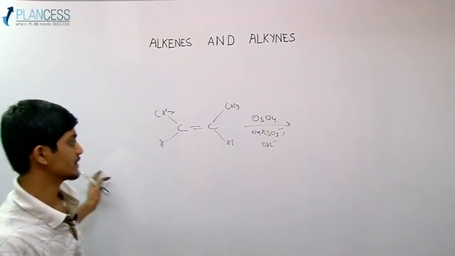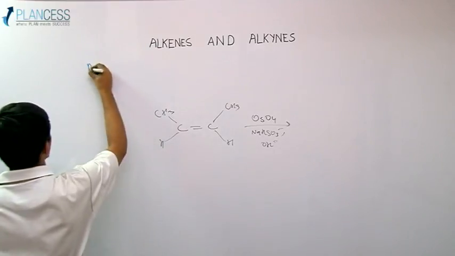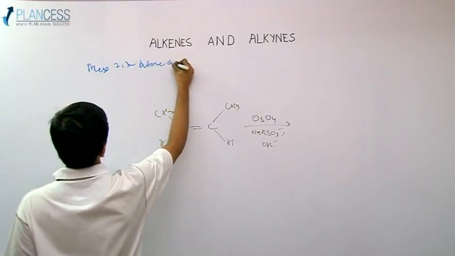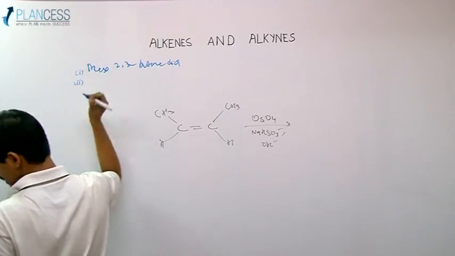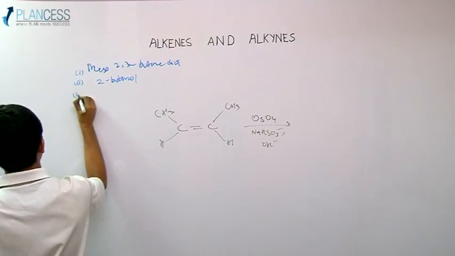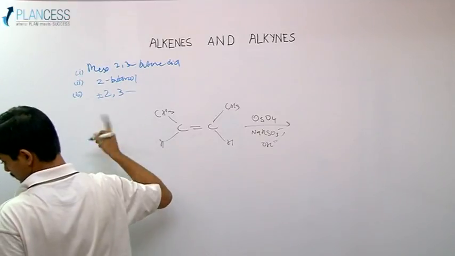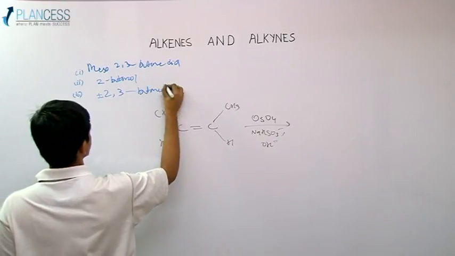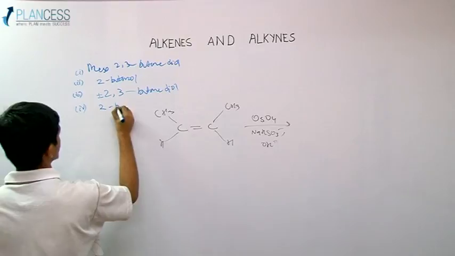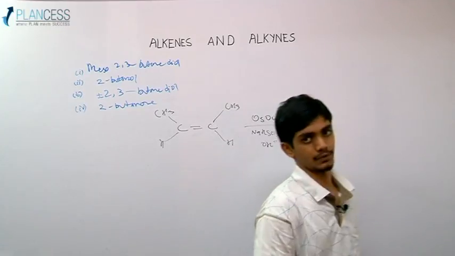Now what does this give you? What is the product? To help you, I will give you the options. Meso 2,3-butanediol. Second is 2-butanol. Then we have plus-minus 2,3-butanediol, and finally we have 2-butanone. Now, which is the correct answer out of the 4 options?